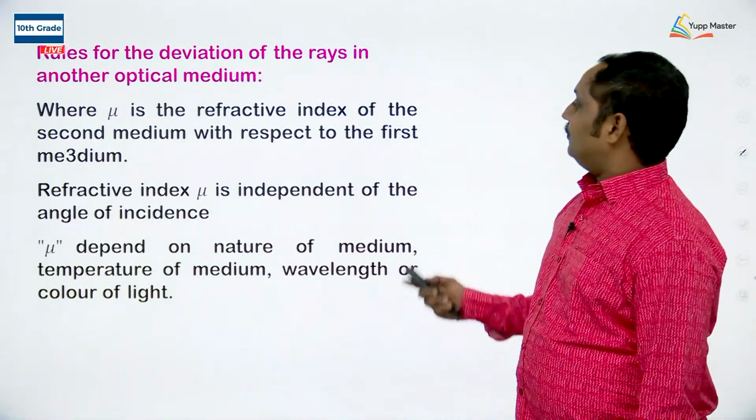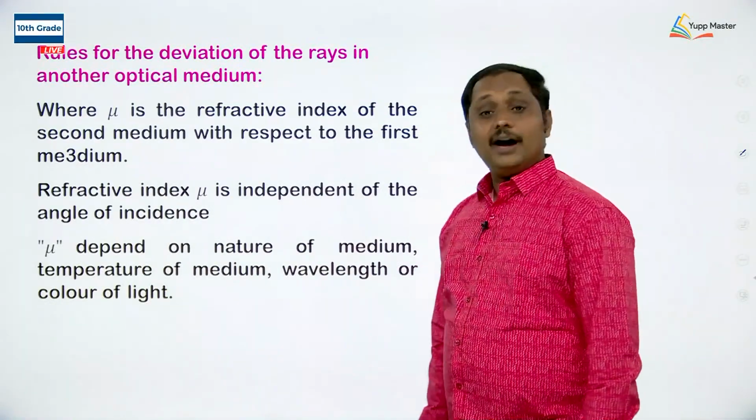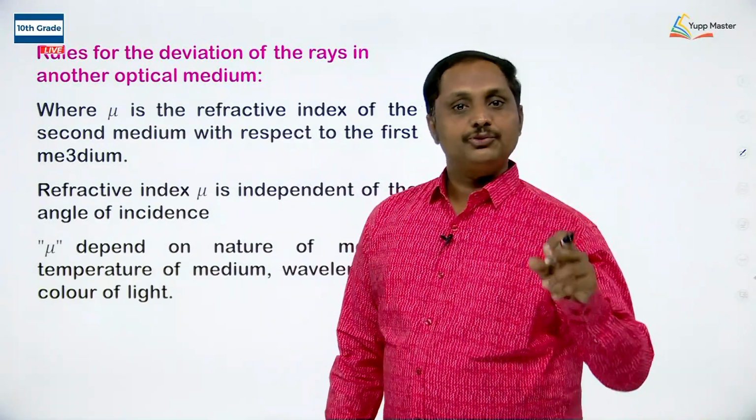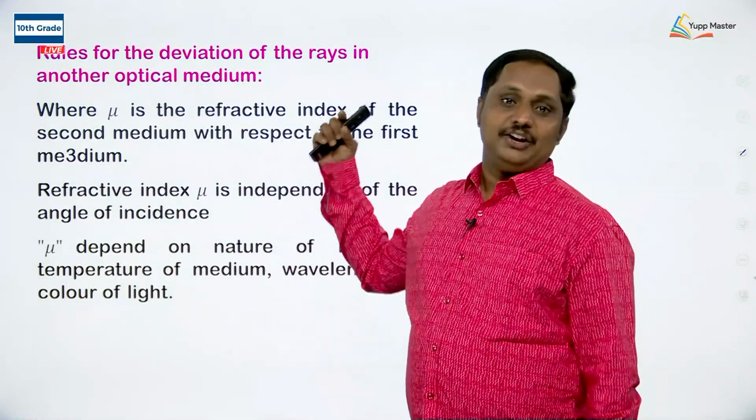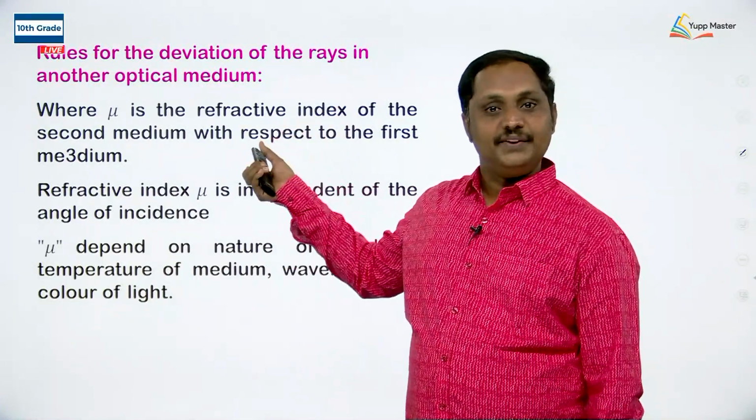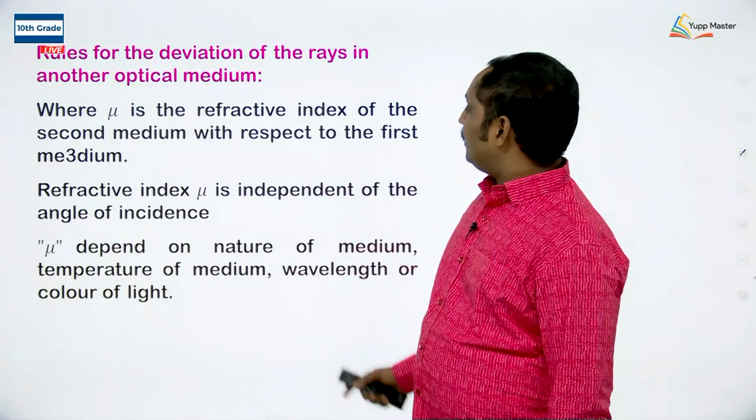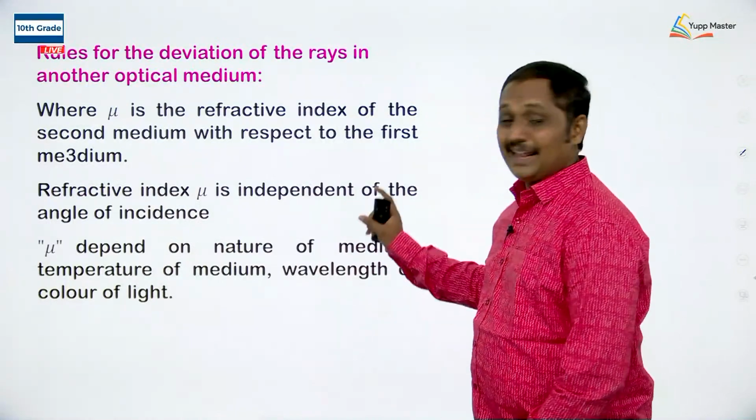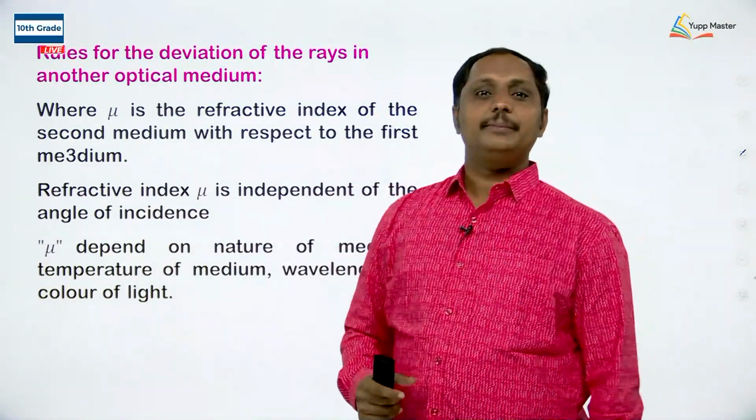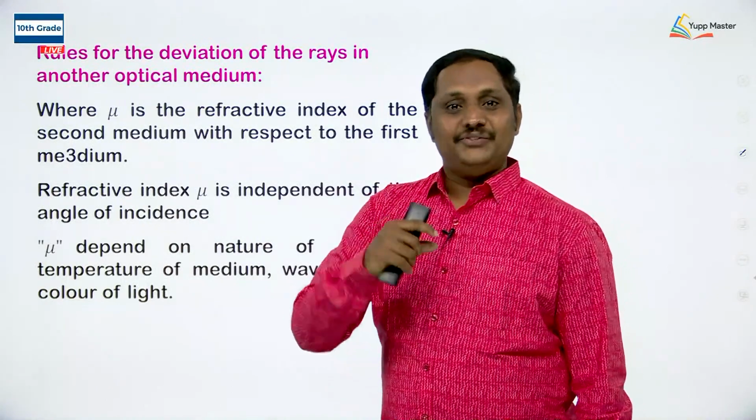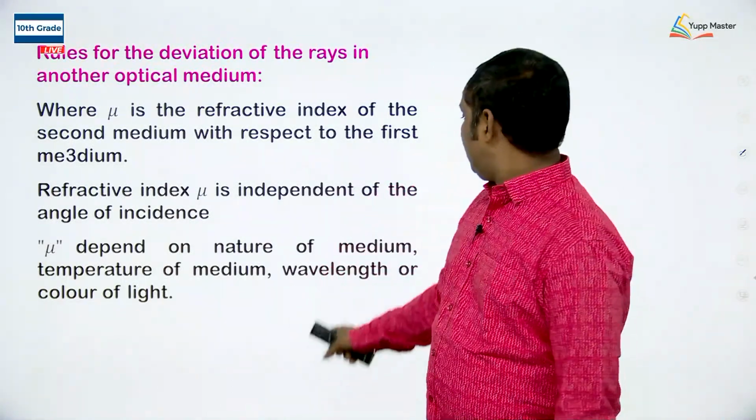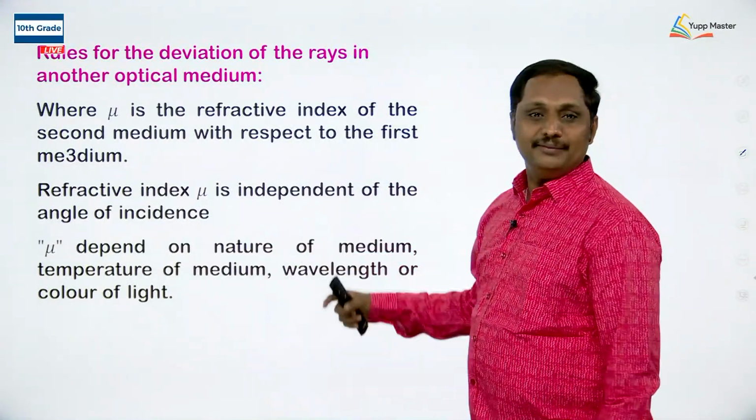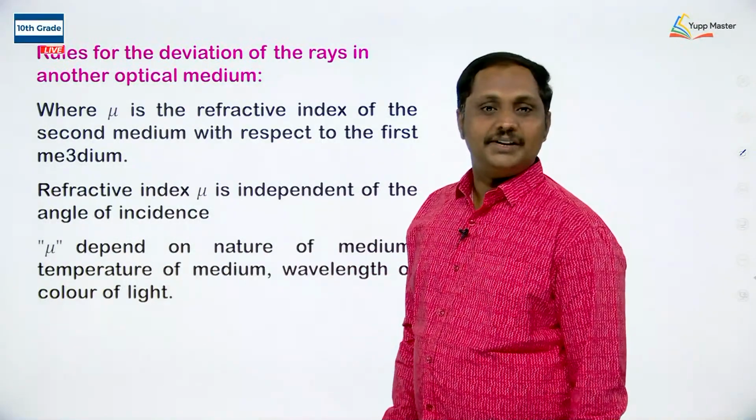and this is also very clear. According to Snell's law, the ratio of the sine of the angle of incidence to the sine of the angle of refraction gives the ratio of refractive indices. Now, refractive index does not depend on the angle; it depends on the nature of the medium, its density and temperature. Mu depends on the nature of the medium, the temperature of the medium, and the wavelength and color of the incident light.